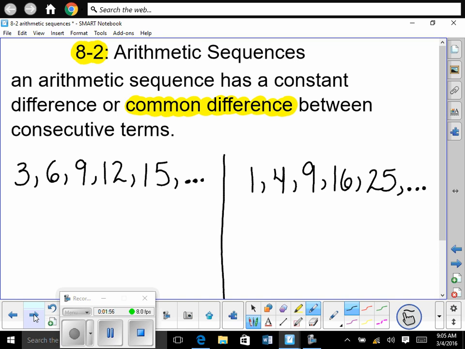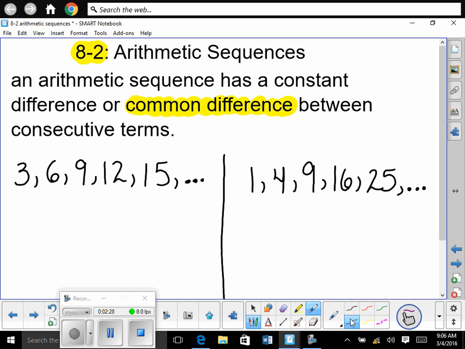So, once again, an arithmetic sequence has a constant difference or common difference between consecutive terms. Now, guys, when you see the word consecutive, it means one right after the other. So, when it says common difference, what we're going to be doing is looking at our sequences, subtracting one term from the previous term, and seeing if there's a constant common difference between them. Now, when you're subtracting, you've always got to take the term and subtract the term that comes before it.